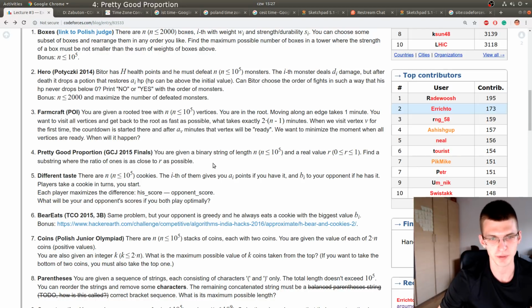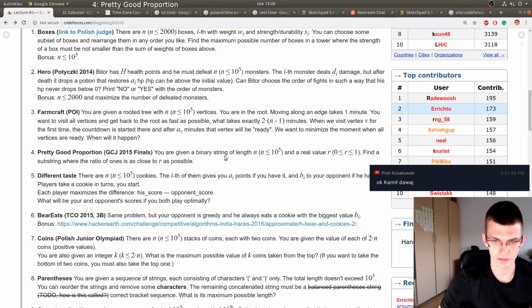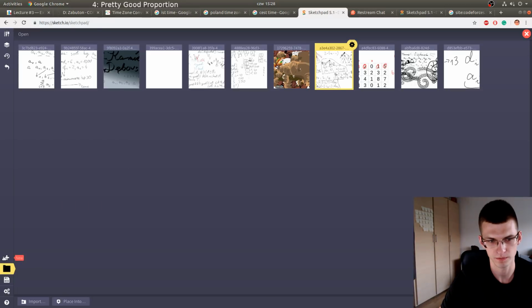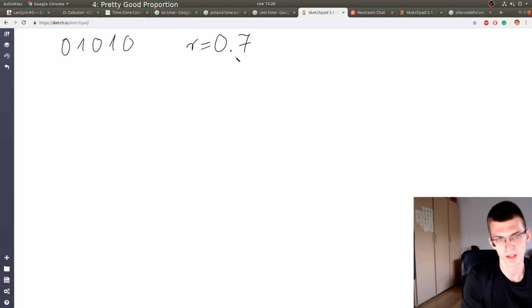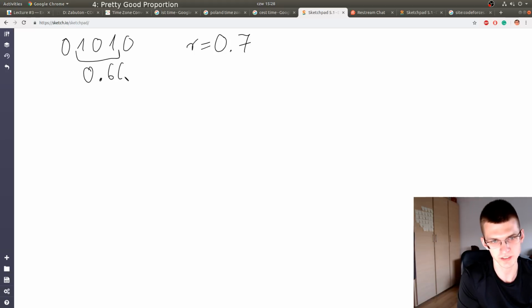And the problem comes from Google CodeJam finals, so you can find it on the internet. Pretty good proportion. You're given a binary string of length n, up to 100,000, and a real value r between 0 and 1. Find a substring where the ratio of ones is as close to r as possible. For example, if the string is 01010 and r is equal to 0.7, then I think the best substring will be this one, because the ratio of ones is 0.6666, like 2 divided by 3 is the percentage of ones that are here, and it's quite close to the given r. And the question is, for a given binary string, find the substring with ratio as close to r as possible.